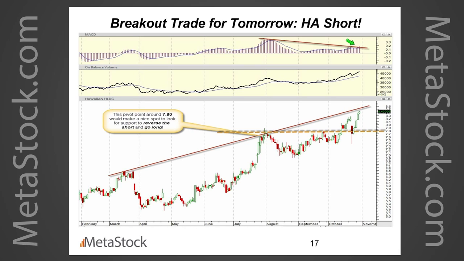Where do I think this is a pullback? Well, I have this little dotted line in here, which coincides with the pivot high back in July, and also with some resistance highs in September, and also a little bit of a pullback right here, which closed right around that line for a couple of days. So I'm going to suggest that this blue sky breakout is probably going to pull back.